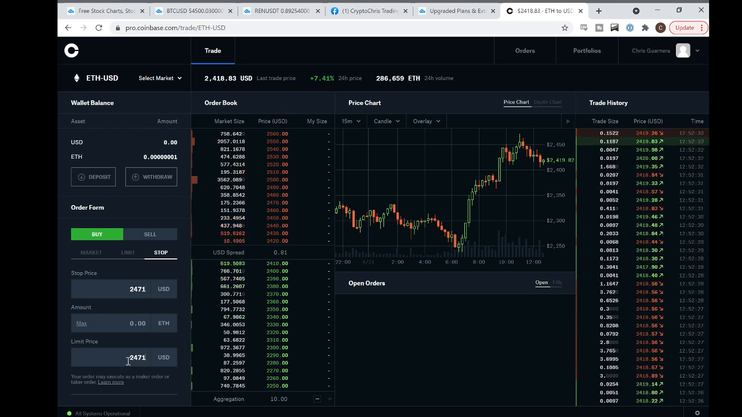$24.71, and you want to instantly buy 10 Ethereum. Okay, so what that means is that once it breaks above this level, you're going to instantly buy 10 Ethereum for the best price that Coinbase can get you. So that's called a stop loss and a stop sell, or a stop buy and a stop sell. I hope that makes sense.